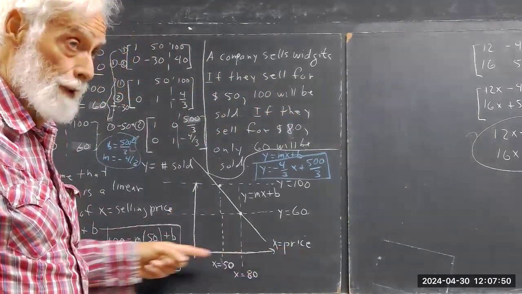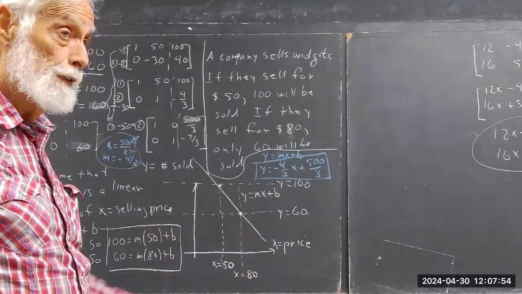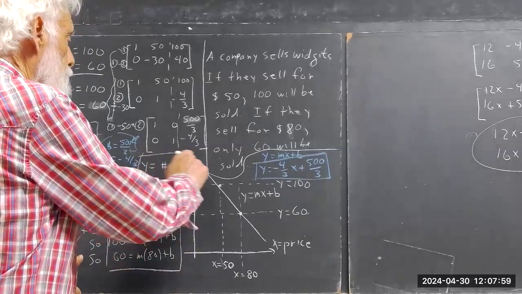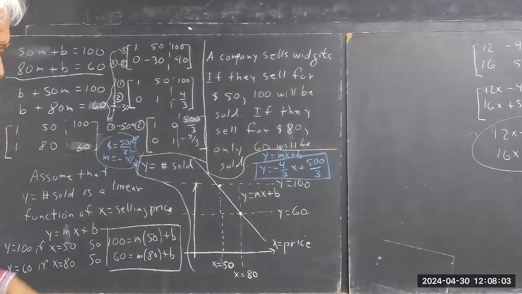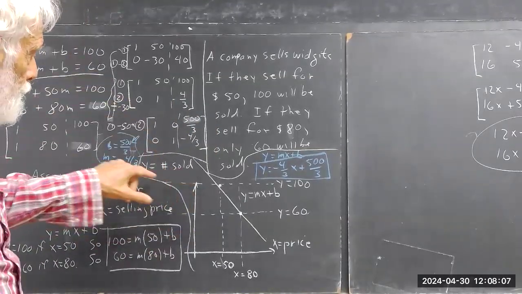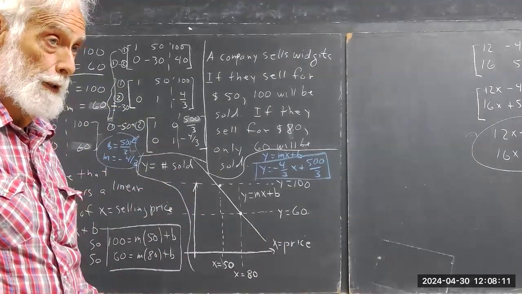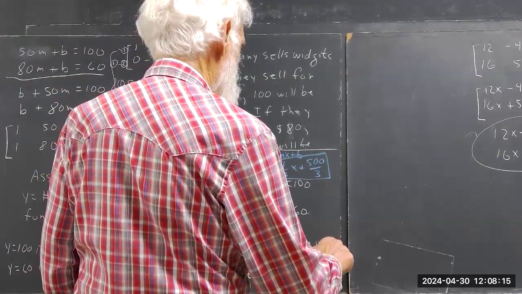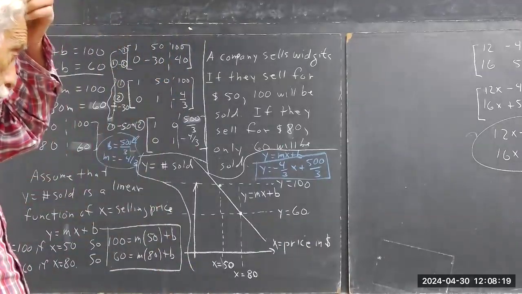Okay, so we do a graph. Price is independent. I can set that any way I want to. That goes on the horizontal axis, and the number sold goes on the vertical axis. So here's my graph. A lot of stuff ended up getting crammed in on this board, but okay, so I've got the y-axis, y equals the number sold, x equals the price, in dollars.